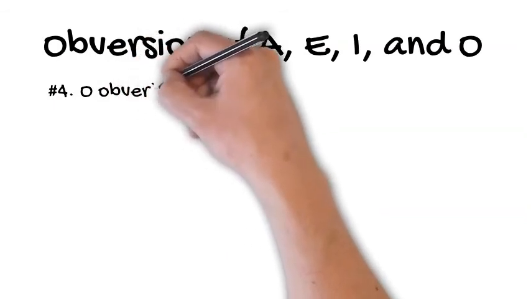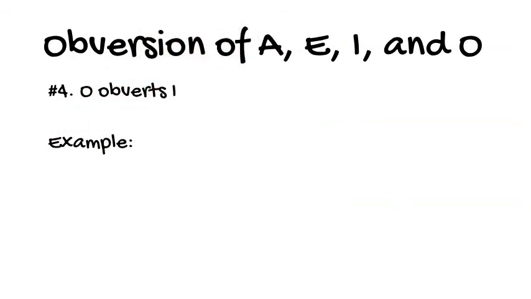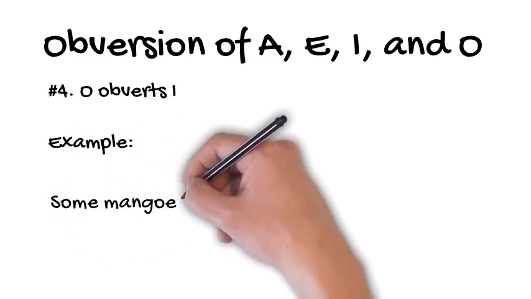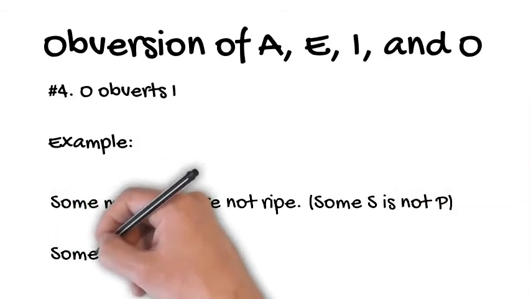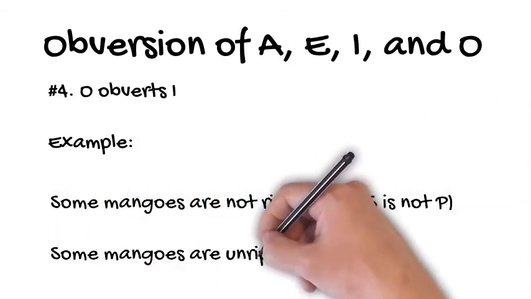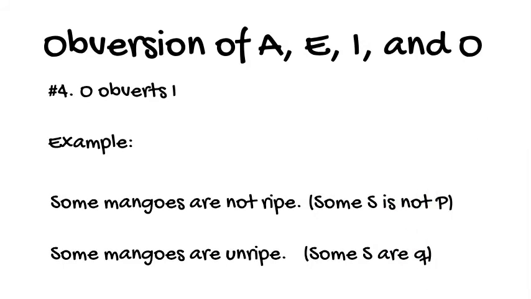The O proposition obverts to I. For example, some mangoes are not ripe. The obverse is: some mangoes are ripe.